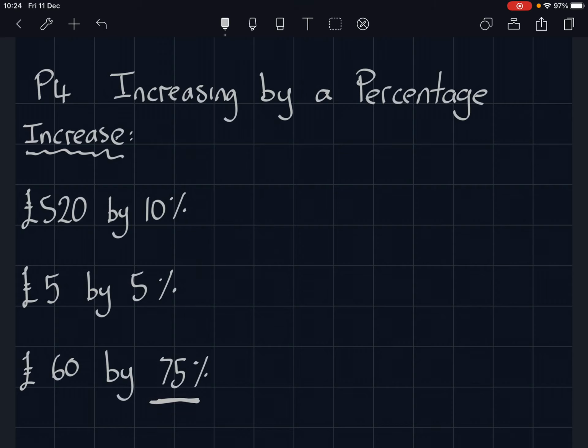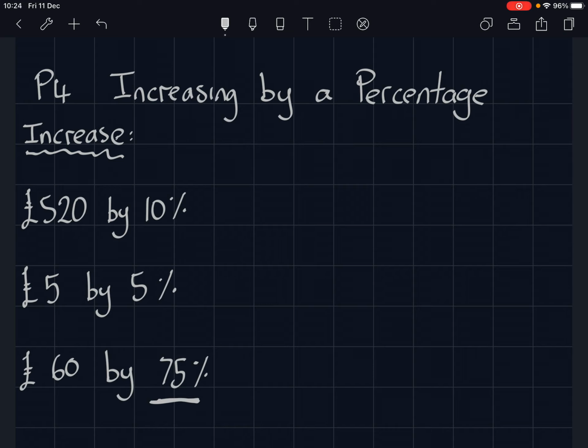In P4, we're going to have a look at increasing a number by a percentage. So this occurs in normal life. Imagine you've bought some jewellery and over time it increases in value. So let's increase 520 by 10%.